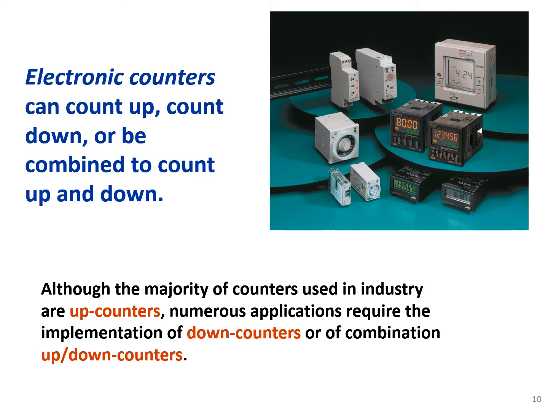Electronic counters can count up, count down, or be combined to count up and down. Although the majority of counters used in industry are up counters, numerous applications require the implementation of down counters or combination up-down counters. We could choose to have two counters, one up and one down, or we could select a counter which has the capability of including both the up and down counters, and we call them up-down counters.